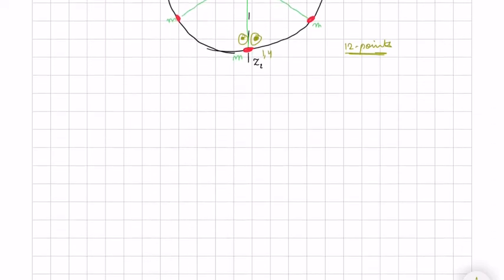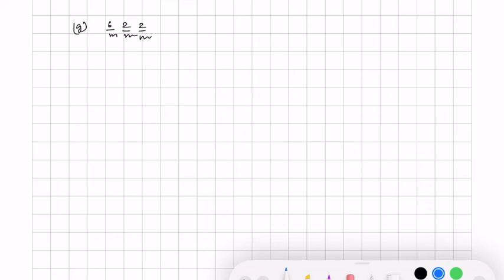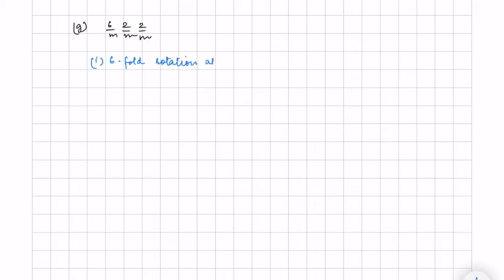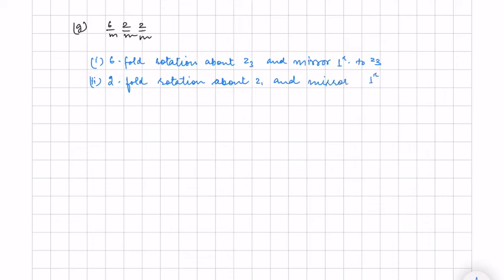Okay. Now let us move to the last point group of hexagonal crystal, that is 6 by M, 2 by M, 2 by M. Okay, so here this is 6-fold rotation about Z3 and mirror perpendicular to Z3. Next is 2-fold rotation about Z1 and mirror perpendicular to Z1, that is about Z2, and that is in the plane of paper.